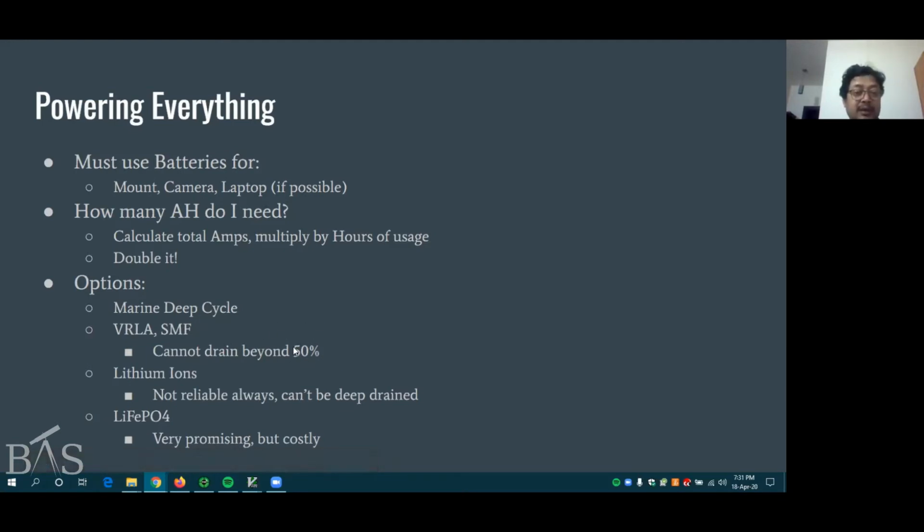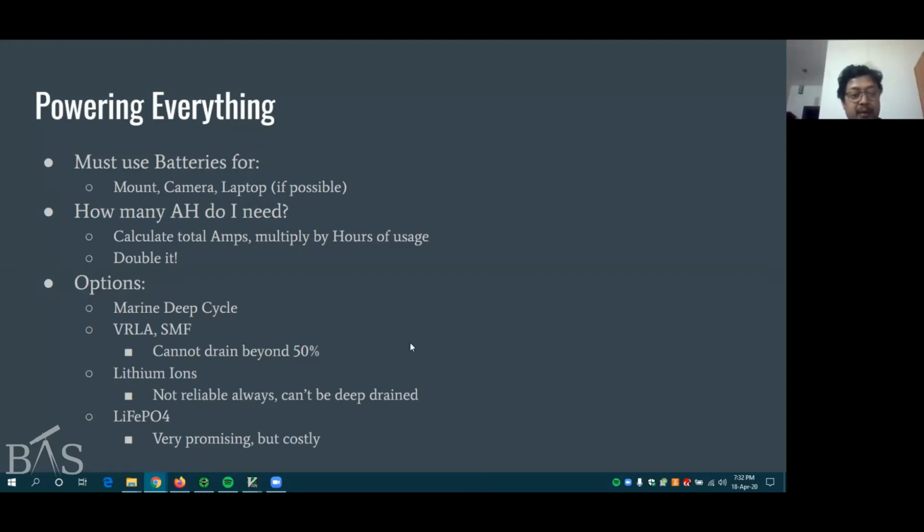And this is the reason why we double it. For the total amp-hours required for your battery, you need to provision double that amount, because you do not want to drain the battery more than that. It just reduces the life of the battery. Lithium ion batteries are available these days, but they're not always reliable. There are instances of them catching fire and bursting and stuff like that. The new range of battery that is coming up in the last 2 years, and growing in popularity every day, is lithium iron phosphate.